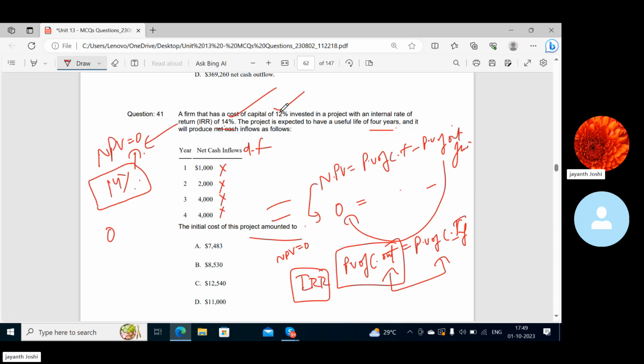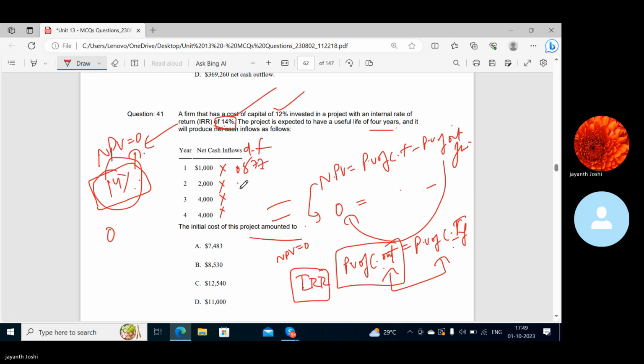How to find out the initial cost? See, they have given IRR. I know IRR is the rate at which my NPV will be equal to zero, or my present value of cash inflows will be equal to my present value of cash outflows. That's it. So if I find out the present value of inflows at this particular rate, which is IRR, I can definitely say that is my present value of cash outflow. So you can just do the discounting here.